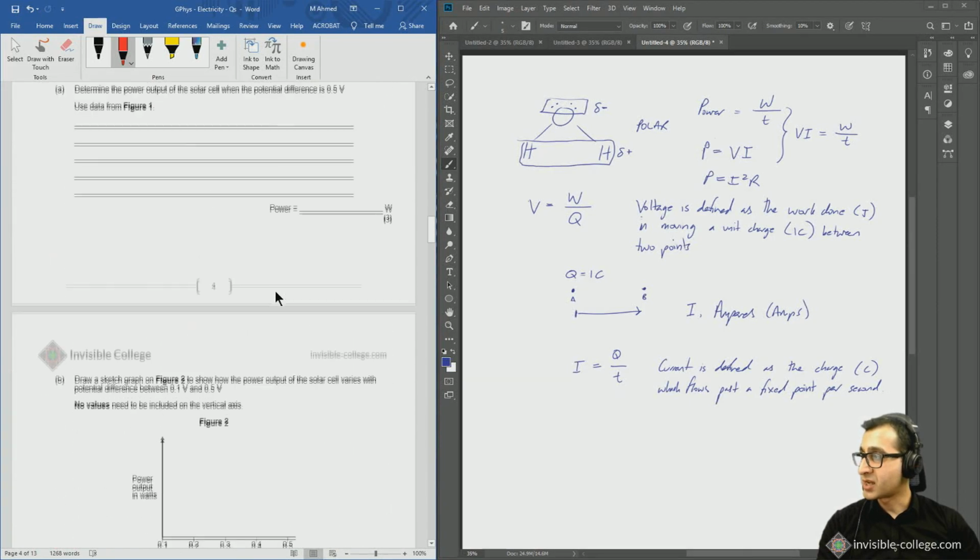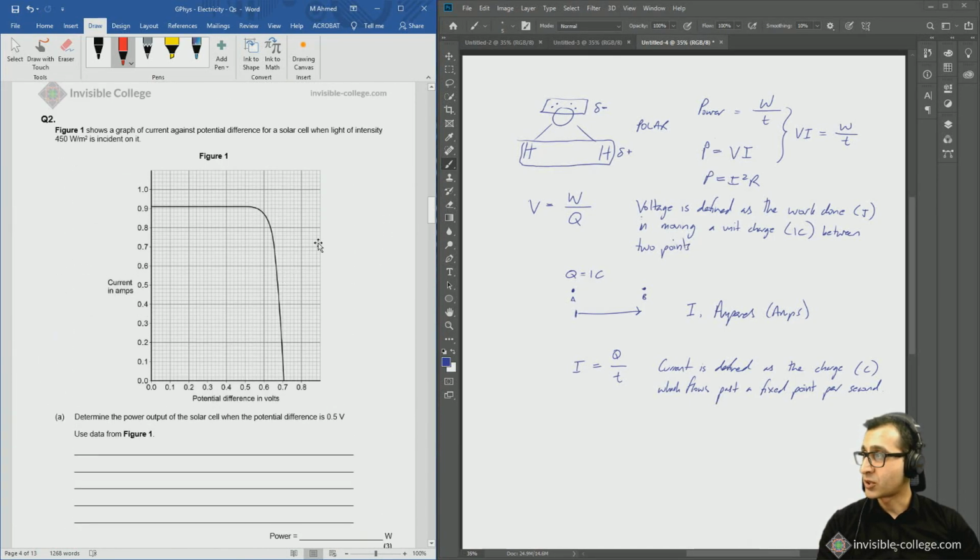Question number 2 is another one of these questions that many of you said that you struggled on. Figure 1 shows a graph of current against potential difference. Again, here we've got an I versus V graph, and this is for a solar cell. And they're telling you something about it: when light of intensity 450 watts per meter squared is incident on it.